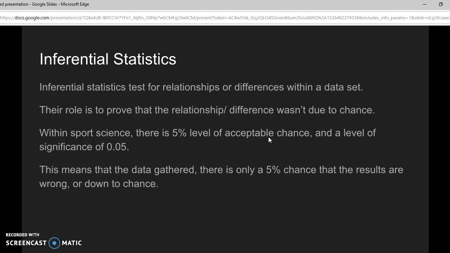Inferential statistics. Inferential statistics test for relationships or differences within a dataset. Their main role is to prove that the relationship or difference wasn't due to chance. Within sports science, there is a 5% level of acceptable chance and a level of significance of 0.05 or less. This means that for the data gathered within sports science, there is only a 5% chance that the results are wrong or down to chance. Therefore, the results gathered are extremely reliable.